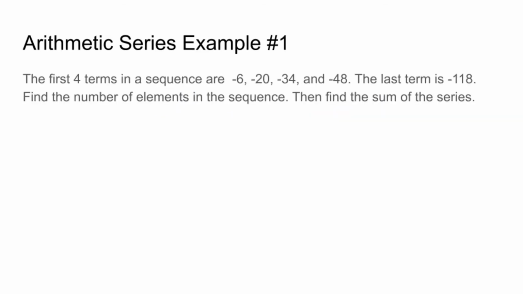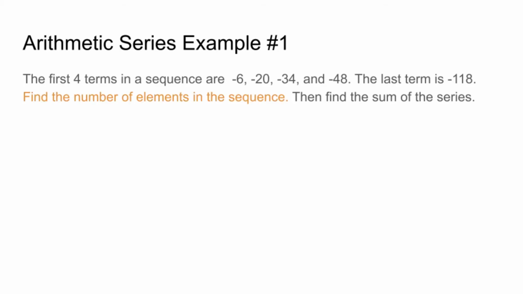Okay, so I have some example problems here that we will go over together. The first example is: the first 4 terms in a sequence are -6, -20, -34, and -48, and the last term is -118. Find the number of elements in the sequence, then find the sum of the series.